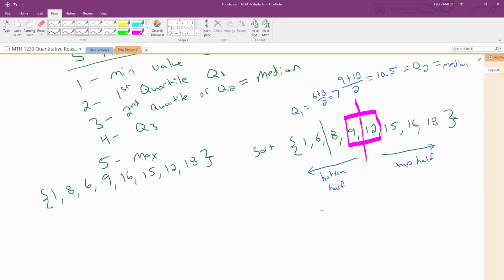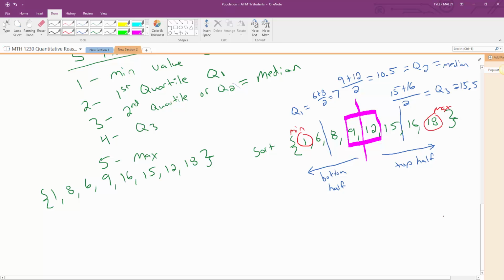Then next to find Q3, we would want to average the numbers 15 and 16 similarly. Find the median of the top half. So 15 plus 16 divided by 2 is going to be Q3, which comes out to be 15.5. And of course this is my min and this is my max.